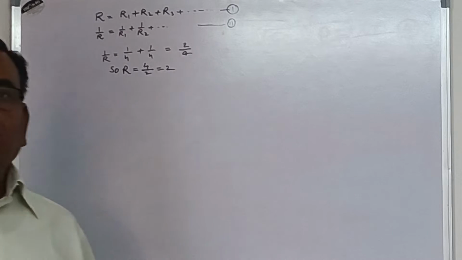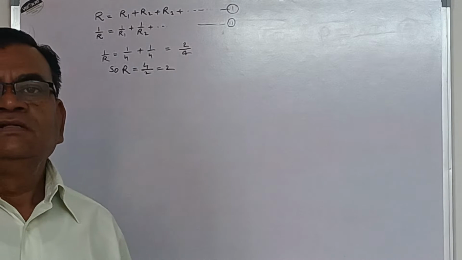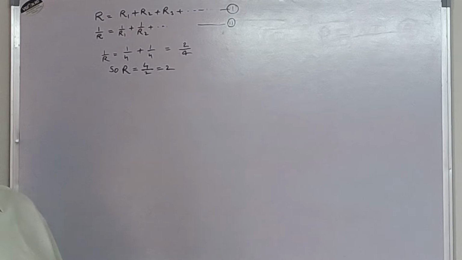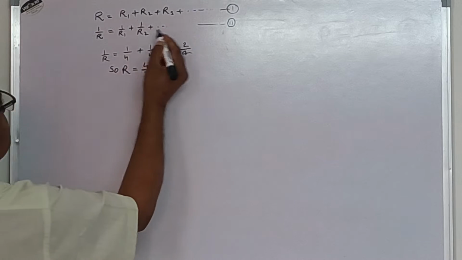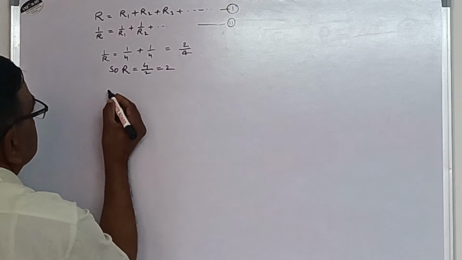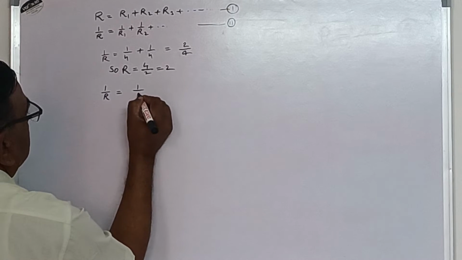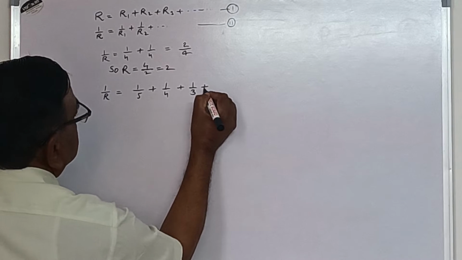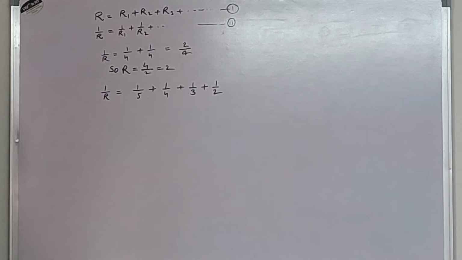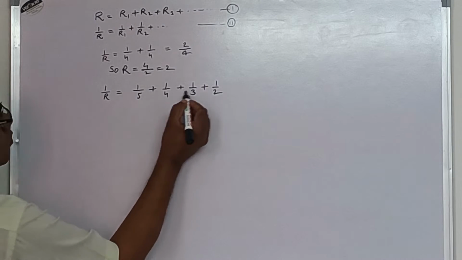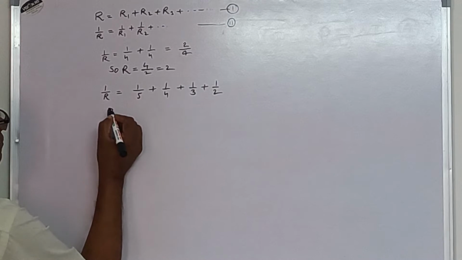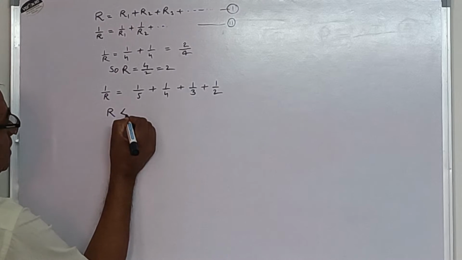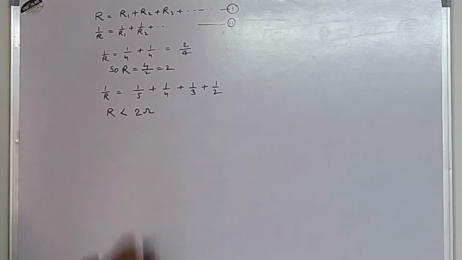And one thing more, if you connect many resistances in parallel, the resultant resistance will have a value less than the value of the smallest resistance connected. Let there be 4 resistances, you connect: 1 by R is equal to 1 by 5 plus 1 by 4 plus 1 by 3 plus 1 by 2. These resistances are 5 ohm, 4 ohm, 3 ohm, 2 ohms. You will find the value of R will be less than 2 ohms. जो सबसे छोटा रेजिस्टेंस है उससे भी इसकी वैल्यू कम होगी. These two things should be remembered.